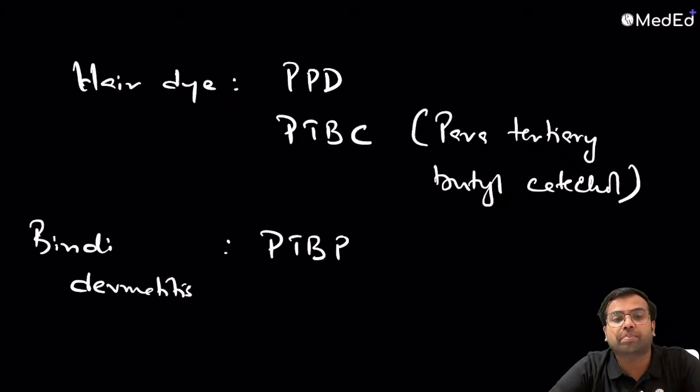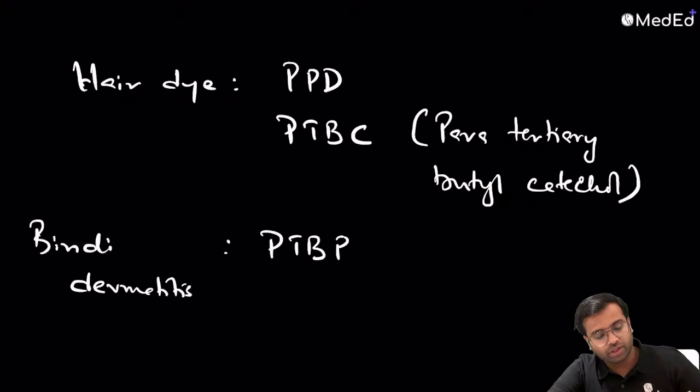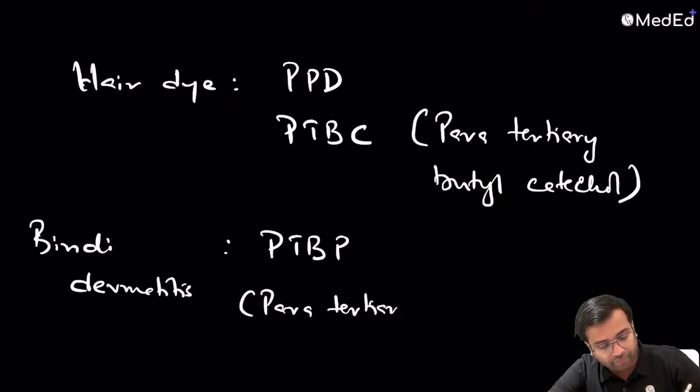Yeah, the culprit is para-tertiary butyl phenol. Priya is also getting it correct. Sharon Shetty is also getting it correct. Excellent. So B for bindi, para-tertiary butyl phenol. So this is going to be para-tertiary butyl phenol.